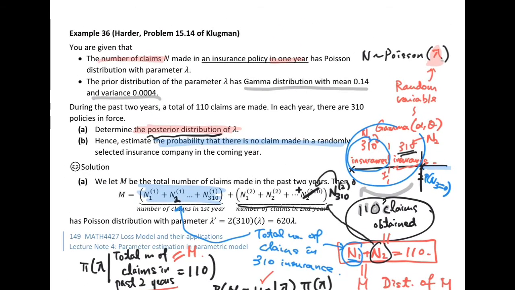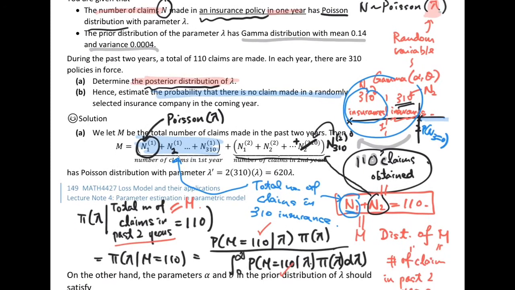You are given that the number of claims in a single insurance policy follows the Poisson distribution. So that means each of these, N1, N2, will follow the Poisson distribution with parameter lambda. Let's assume that all these policies are independent, then the sum of these Poisson random variables will follow the Poisson distribution as well. What is the mean? The mean will be just 622 lambda, just the sum of all these means, isn't it?